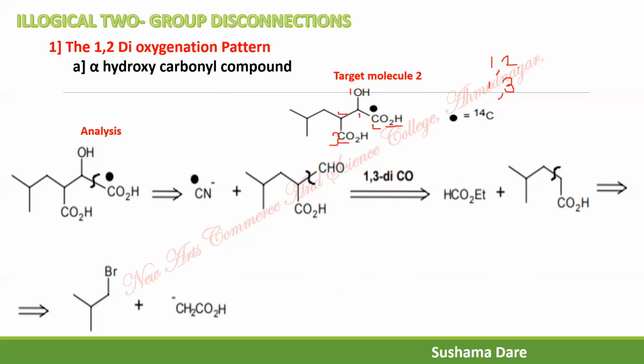Among these, we first of all have to focus on the 1,2 relation. In the 1,2 relation, a hydroxy group is there. Again, the hydroxy group acts as a guiding functional group. So disconnect the bond in the direction of COH.